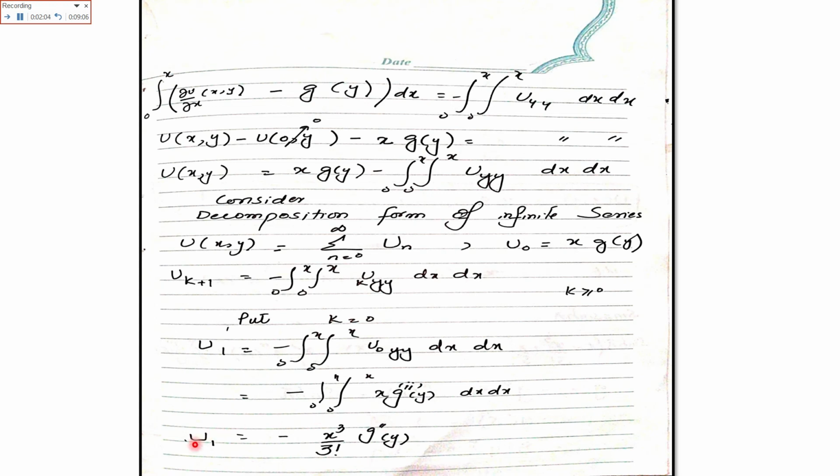Now as we have two integrals here, we have to integrate two times. In the first we will have x squared over 2, and in the second integration we have x cubed over 6. So u1 becomes minus g of second derivative y, x cubed over 3 factorial.